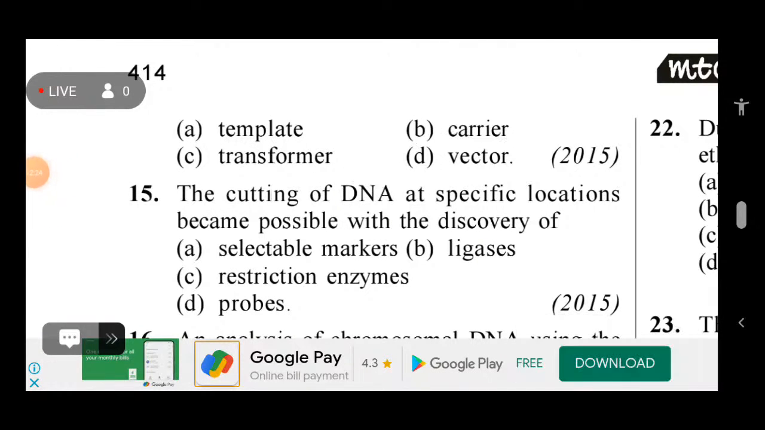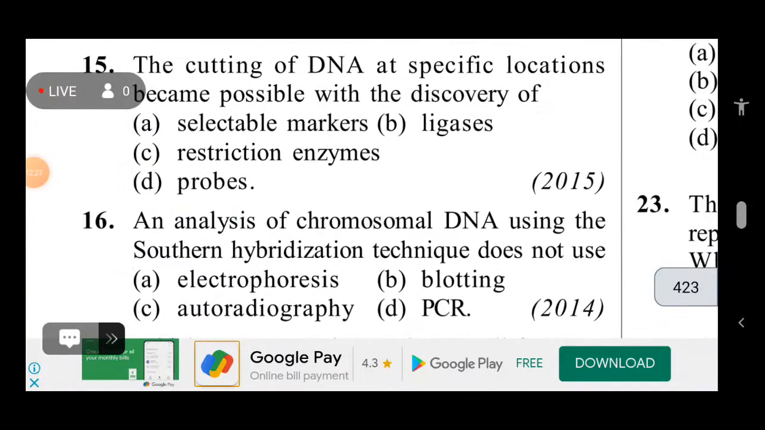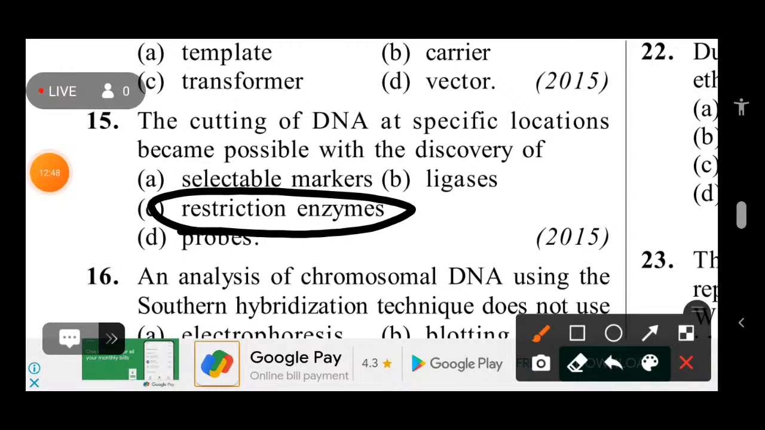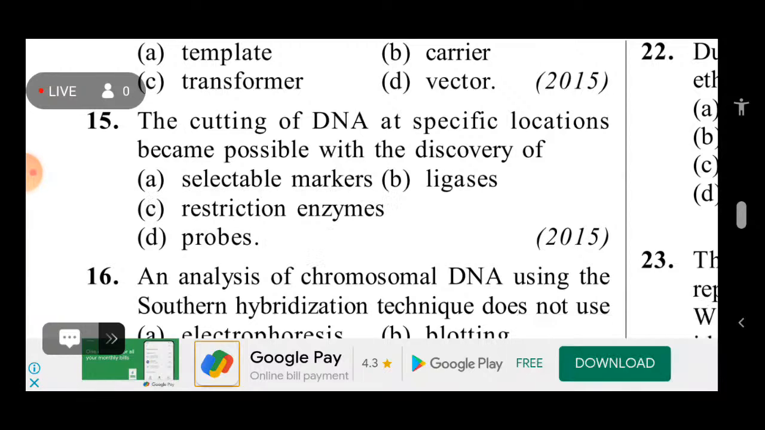Okay. 15th question. The cutting of DNA at specific locations became possible with the discovery of which one? So it is restriction enzymes. Everybody knows restriction enzymes or restriction endonucleases or the molecular scissors. They cut the DNA at specific locations to make it a recombinant DNA.